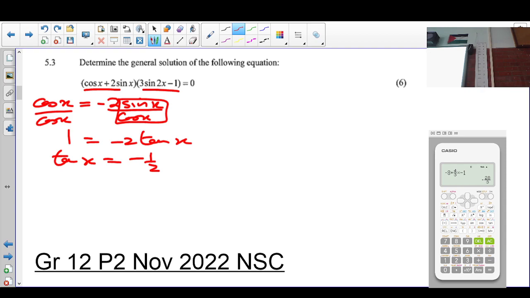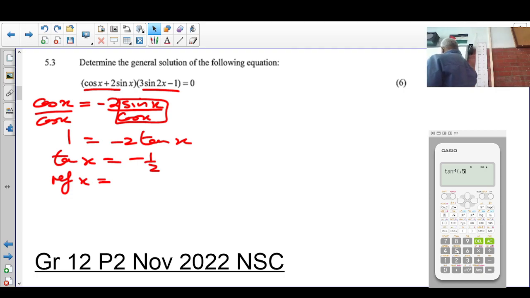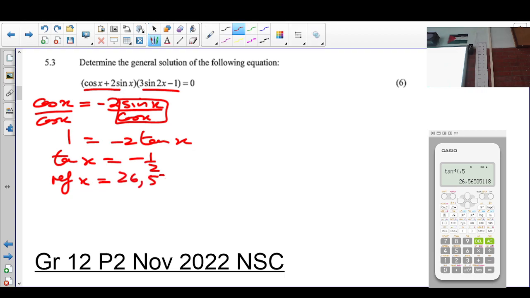Okay. So what do we do now? We work out our reference angle. Reference x is equal to arctan of a half. Remember, we have a positive outlook on life. So we use our positive angle. Okay. So arctan of a half gives you 26,57 degrees. So right, so what question comes to mind?